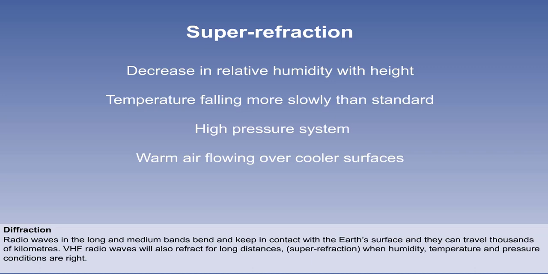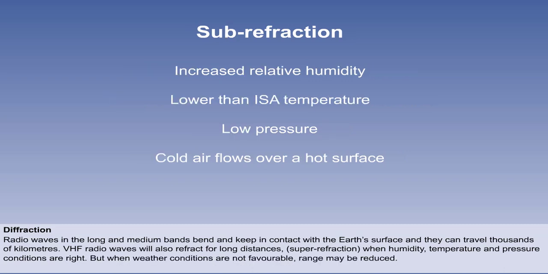The necessary conditions are a decrease in relative humidity with height, temperature falling more slowly than standard, and a high pressure system, typically where warm air flows over cooler surfaces. Sub-refraction occurs in conditions of increased relative humidity, lower than isotemperature and low pressure, typically where cold air flows over a hot surface. It results in reduced range.